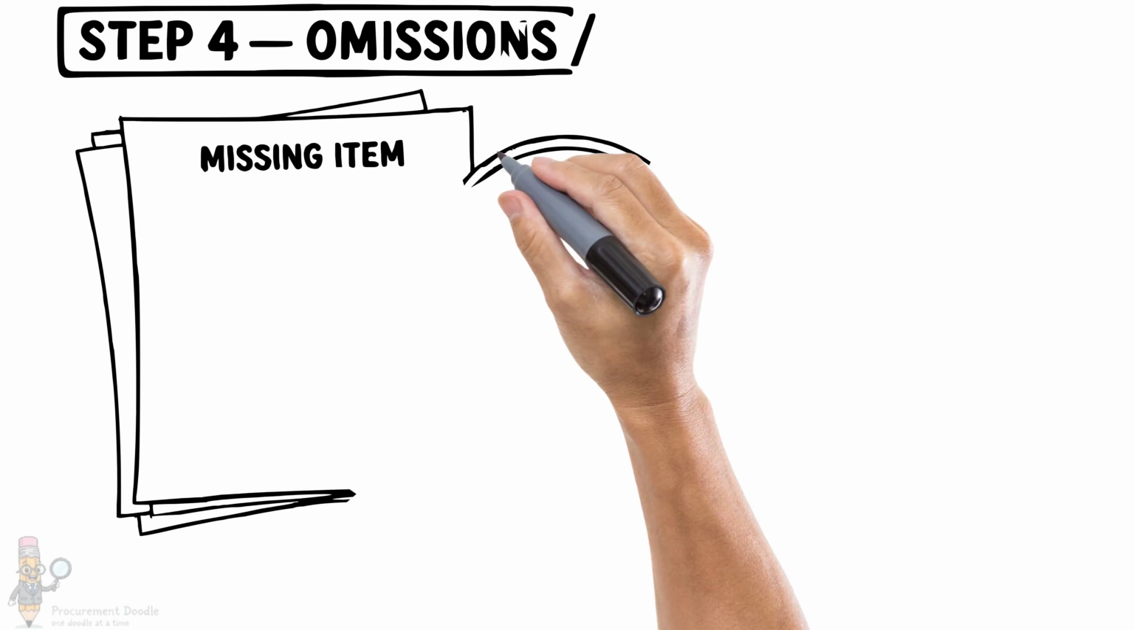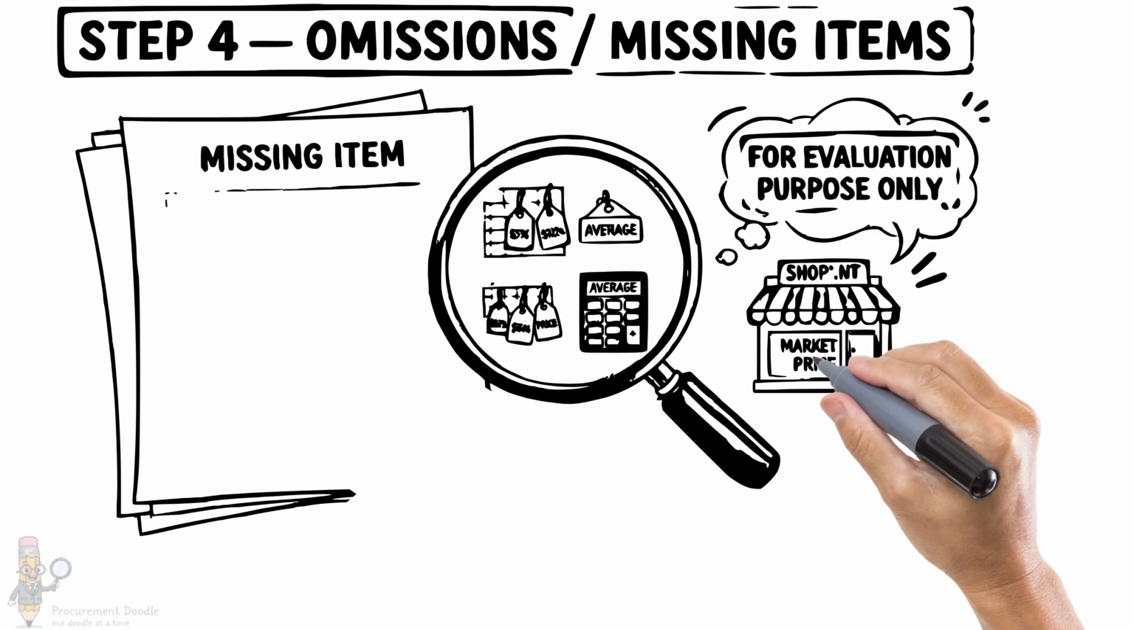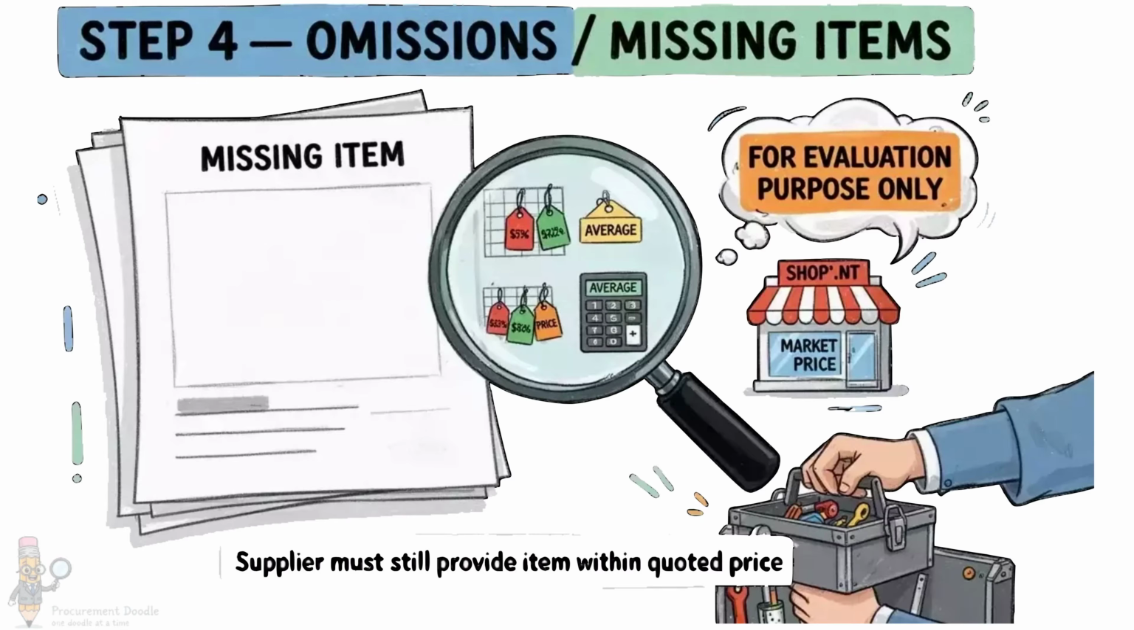Step 4 handles items missing from a bid. To make a fair comparison, the committee prices those omitted items using the average of what other bidders quoted or prevailing market rates. This adjustment is for evaluation only. It does not change the contract price. If awarded, the supplier must still provide everything within their quoted price.